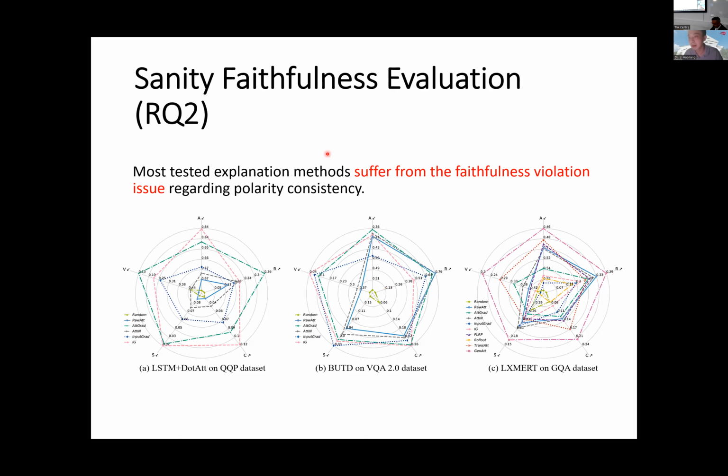Then we want to analyze the importance of our faithfulness test to the explanation methods. If the existing evaluation methods can truthfully reflect faithfulness, we will observe that the scores of the explanation are proportional to our faithfulness score. But unfortunately, we do not see such a pattern. For example, some scores for explanations are very high, but our violation can be very low. This is a contradiction, which shows that the existing explanation methods suffer from the faithfulness violation issue regarding polarity consistency.